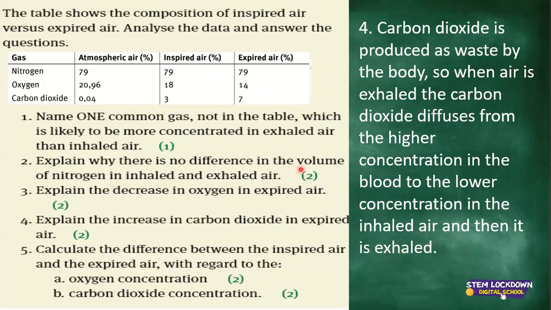So there was already some bits of carbon dioxide in your body. So that one then moved from a high concentration in the blood to the lower concentration in the inhaled air, and then it is exhaled. That is why there is more carbon dioxide exhaled than there was inhaled. So it's always accounted for.